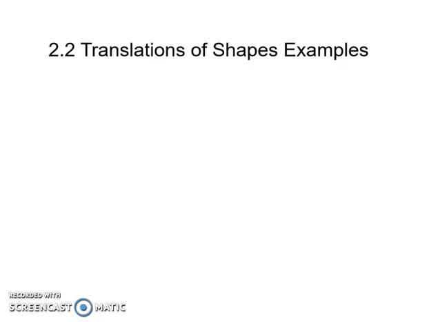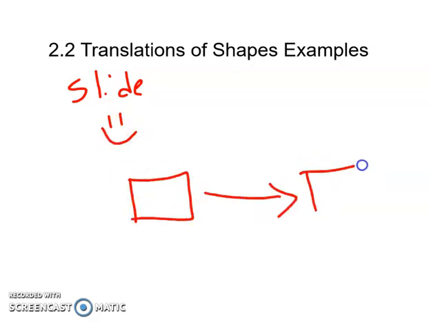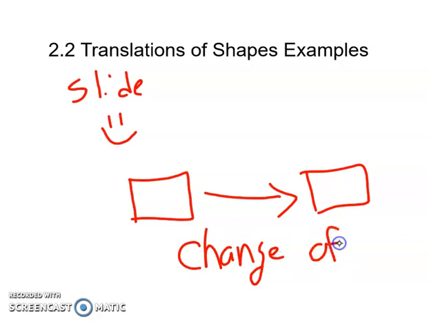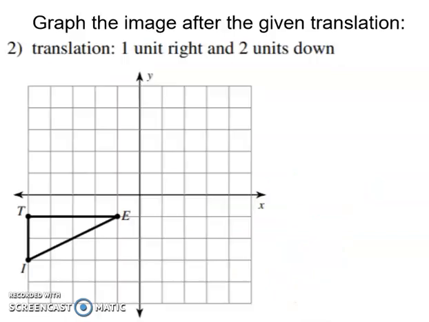In this video, we are going to be going through a couple example problems on how we work with translations of shapes. Remember, translations can be thought of as being what we call a slide. So it's just taking an image and shifting it into a different location. That's it. So it's a change of location.